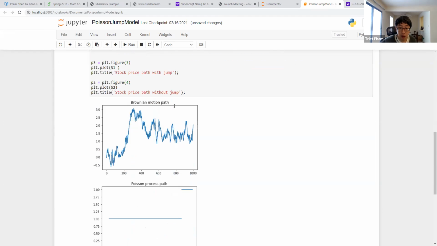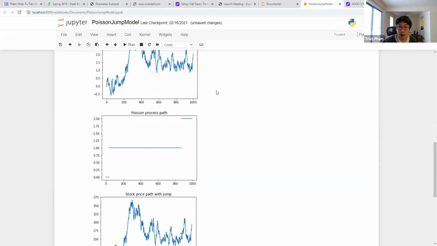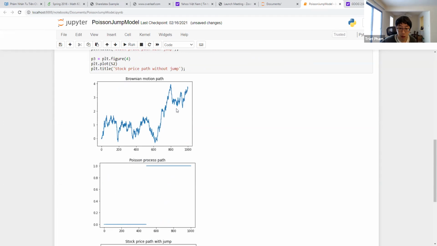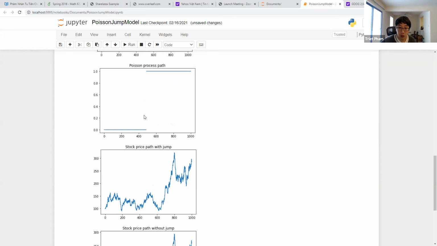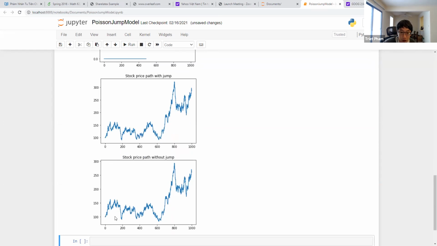Let me run one more. Only one jump in this case. And you see here the stock goes from 100 to 300, so I guess this is volatile on both then.